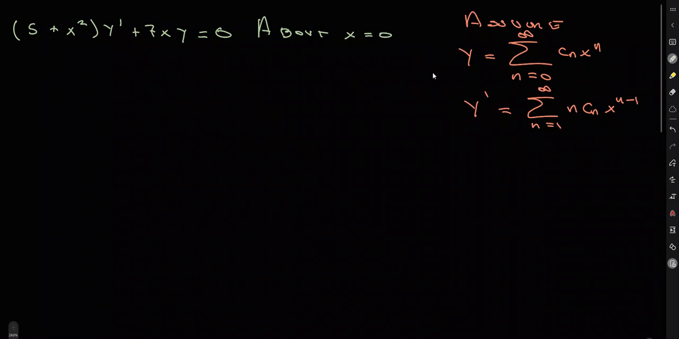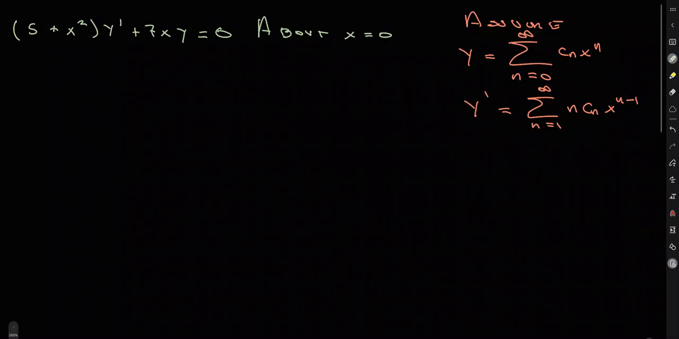Right. So in this video, we will solve the differential equation (5 plus x squared) y prime plus 7xy equals 0 using a power series about x equals 0. So we're going to assume a series of the form y equals sigma n equals 0 to infinity of c sub n x to the n, whose derivative is y prime equals sigma n equals 1 to infinity of n c sub n x to the n minus 1.